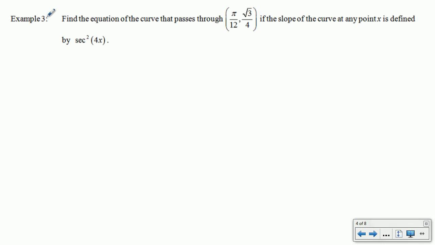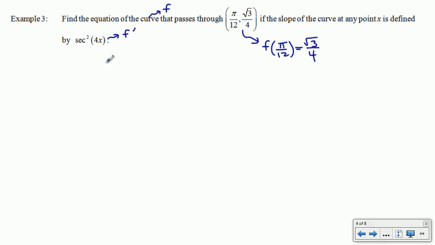So example number 3 will be the last one we go through together today. Find the equation of the curve that passes through pi over 12, root 3 over 4, if the slope of the curve at any point x is defined by sec squared of 4x. So we can call the curve maybe f, and the slope of the curve is defined by this function. So this would be the derivative of the curve that we're interested in. And this bit of information tells us that f at pi over 12 is root 3 over 4.